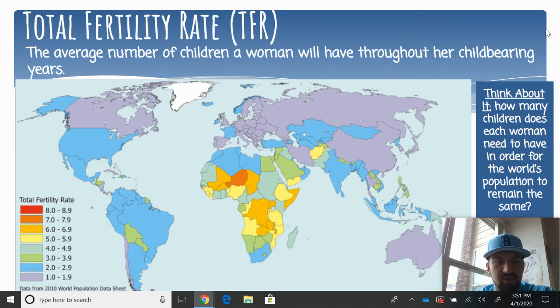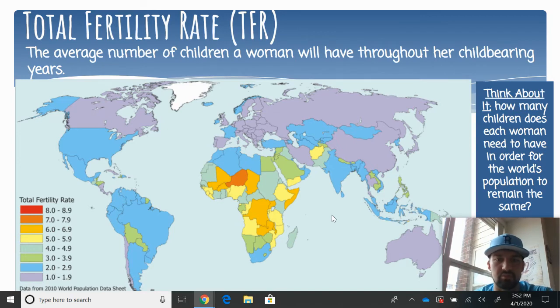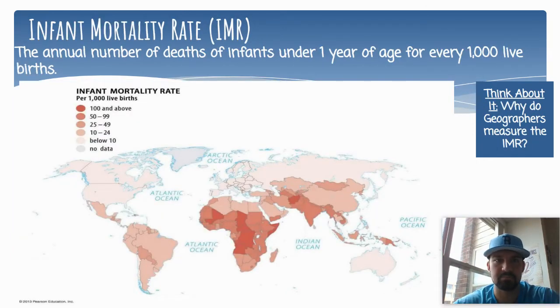Looks like most of Europe is about 1 to 1.9, so they're not having too many. Asia, they're not having too many either. But let's take a look at Africa. A little bit less developed, not a whole lot of money in this continent as a whole. As a result, birth rates are higher because they don't have access to things like contraceptives. Infant mortality rate goes along the same line as the total fertility rate.